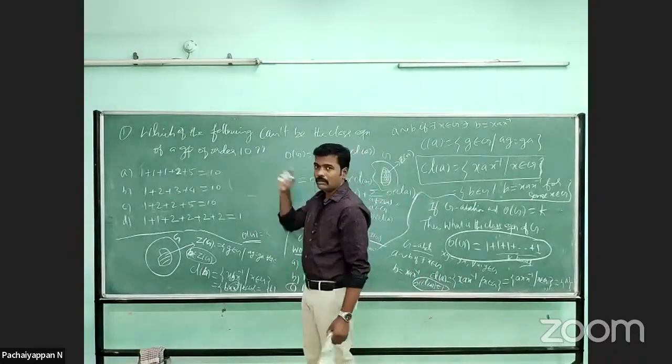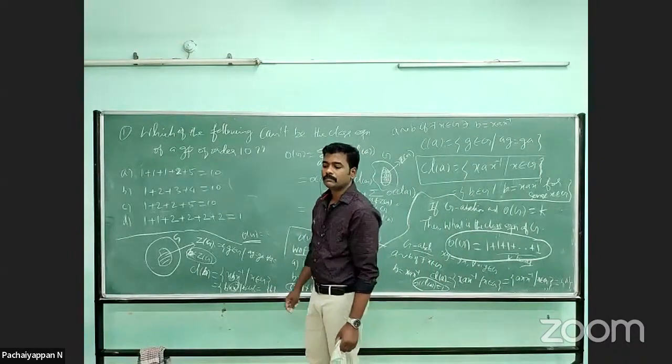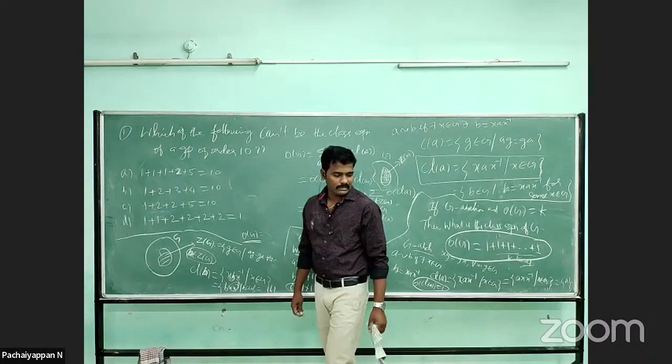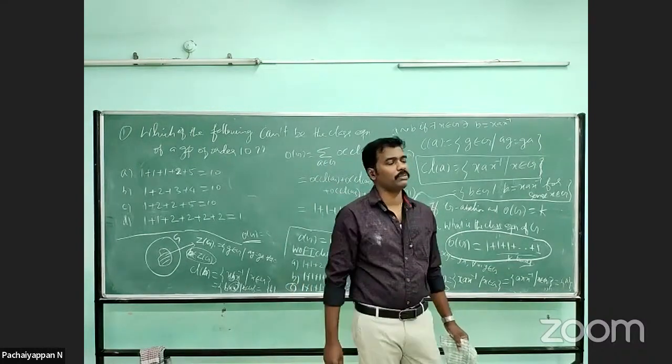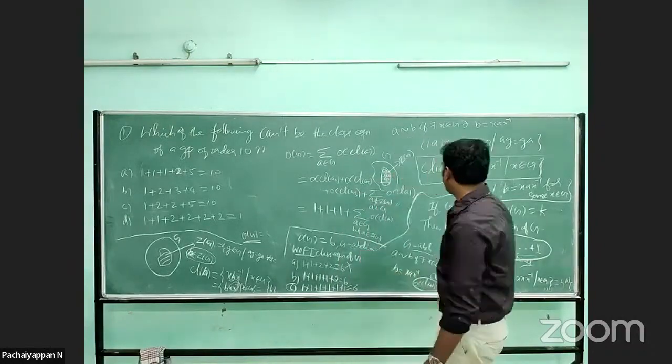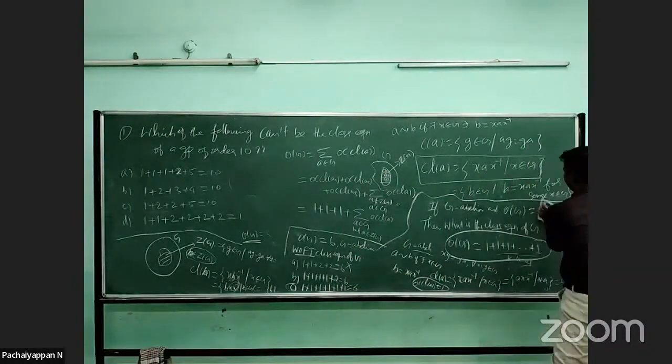Sir, one minute. There's a participant whose response is that all the elements will be in the center of the group if the group is abelian. Very good. It's a nice question. Yes, this is a very nice question. This is another one. It's very simple only. What question did they ask?